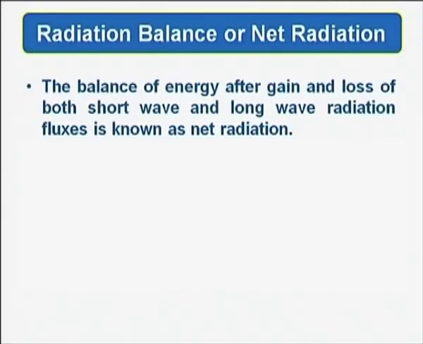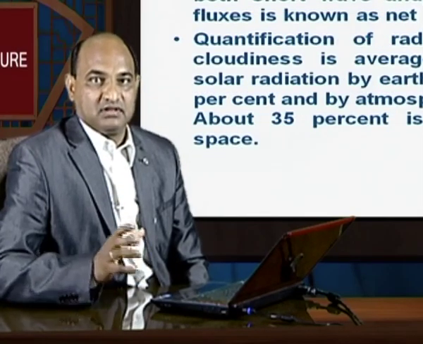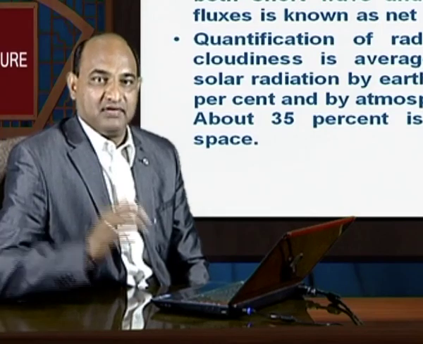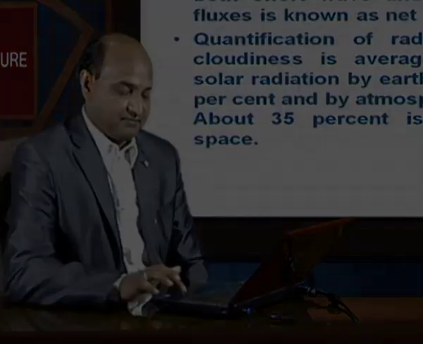Now next is the radiation balance or net radiation. The balance of energy after gain and loss of both short wave and long wave radiation fluxes is known as net radiation. Quantification of radiation budget: when cloudiness is average, the absorption of solar radiation by the earth's surface is about 43%, by the atmosphere about 22%, and about 35% is reflected back into space. So this is about the albedo, because in albedo the earth is reflecting back about 35% of the total solar radiation that comes on the earth's surface.